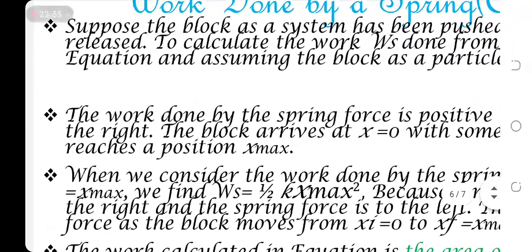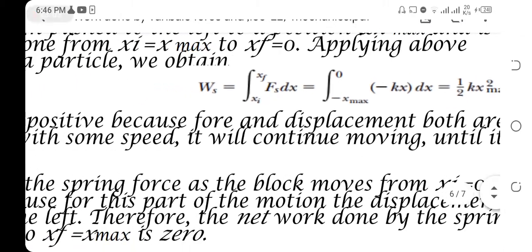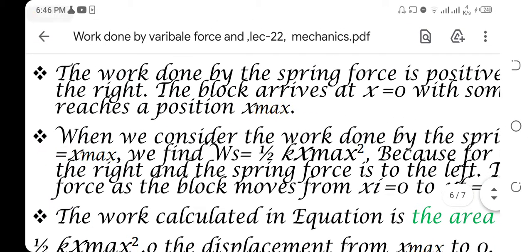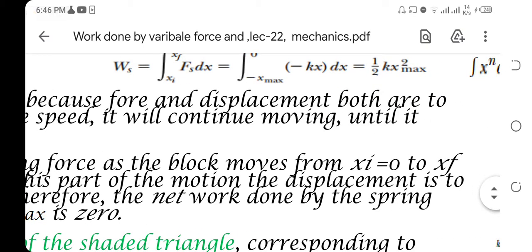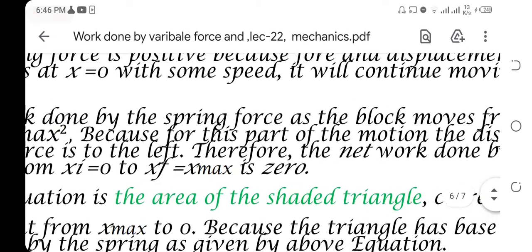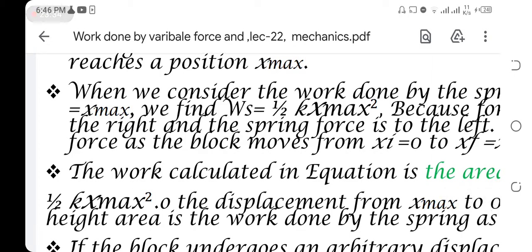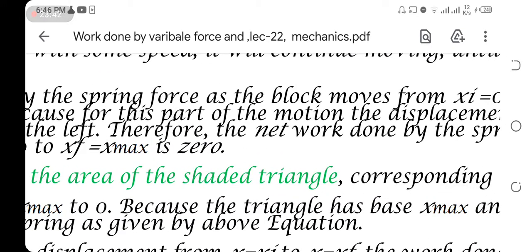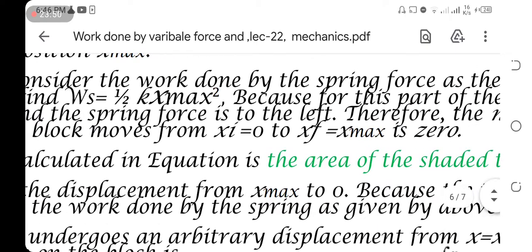The work done by the spring force is positive because force and displacement are both to the right. The block arrives at x equal to 0 with some speed, and it will continue moving until it reaches a position x maximum on the other side. When we consider the work done by the spring force as the block moves from xi equal to 0 to xf equal to x maximum, we find Ws equal to minus 1 by 2 k x maximum square, because for this part of the motion the displacement is to the right and the spring force is to the left.